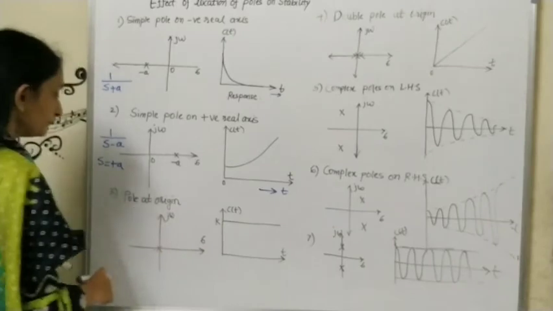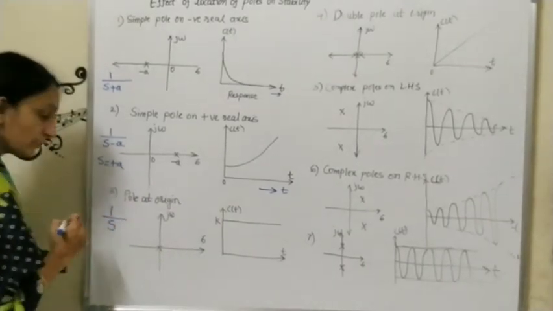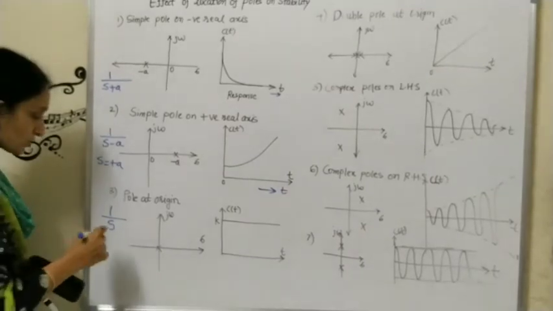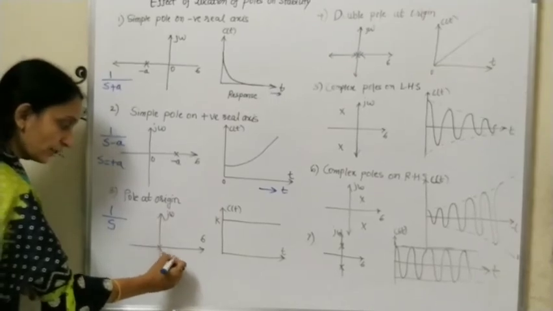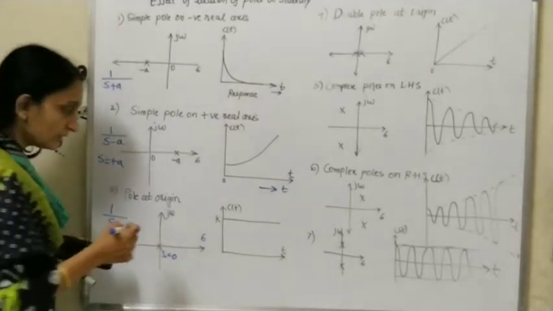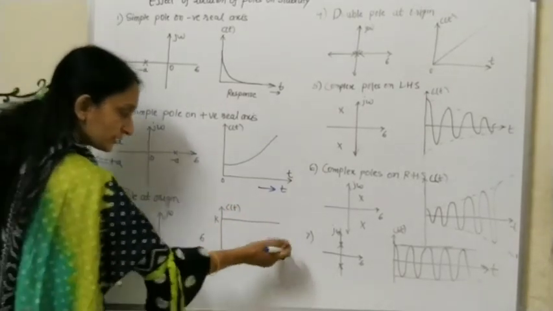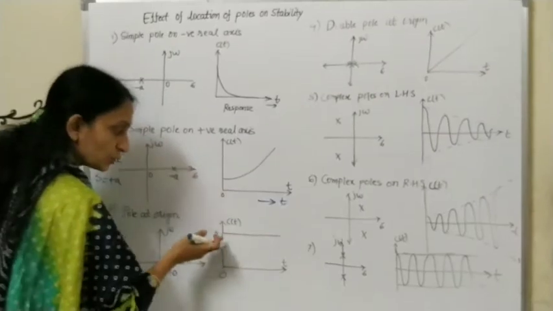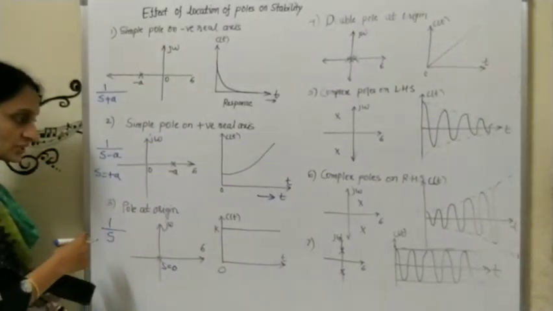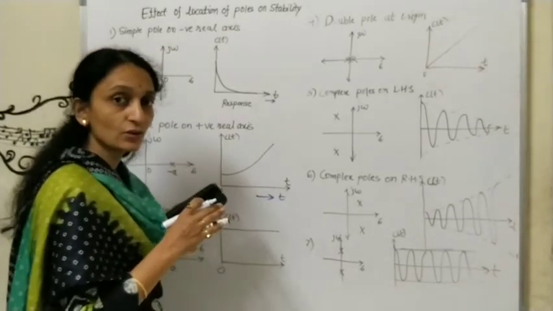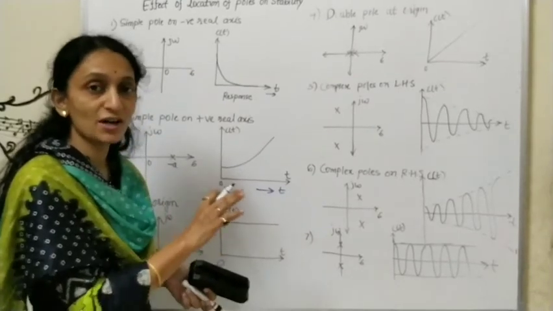Number 3, pole at origin. When only one pole is at the origin, it is a pole at s is equal to 0. In that case the output response will be constant. Look at this, with respect to time the output response is constant. So with the pole at the origin the system will be stable because we are getting a constant output, but we cannot directly comment on the output here, just like marginal stability.